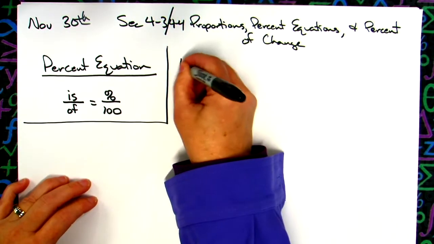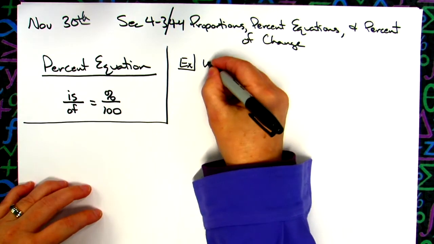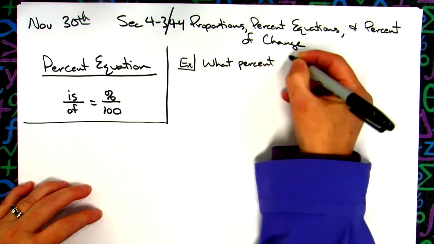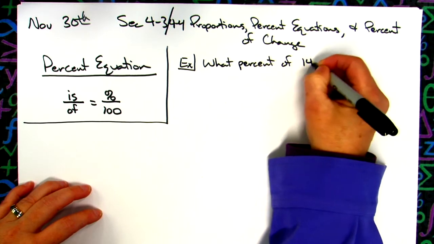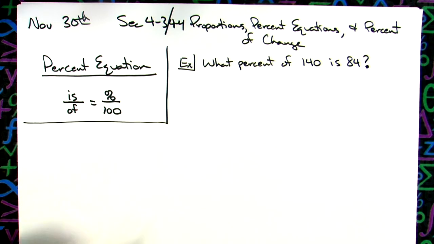Okay, so the questions are going to be phrased as sentences. This one might say, what percent of 140 is 84? The thing is, that question is going to change. They can phrase them lots of different ways. They can ask for the percent, they can ask for the is number, they can ask for the of number. So what we want is one formula for every question, no matter how they phrase the question.